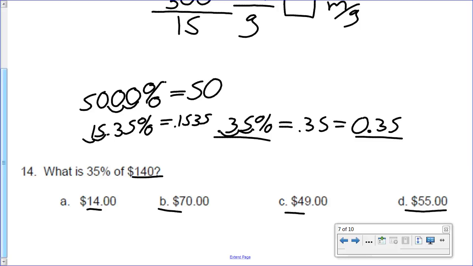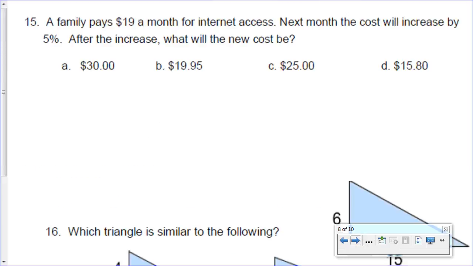So, and that's just the rule every time you're changing a percent to a decimal. I will leave that one to you to finish.